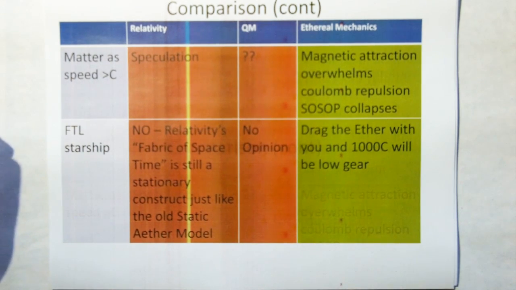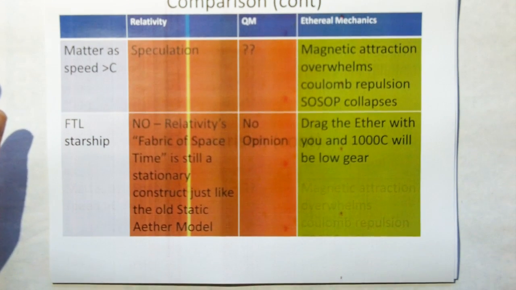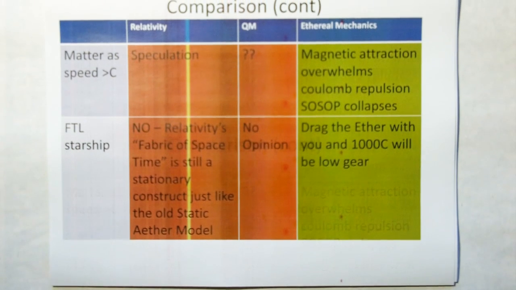Okay, how about faster-than-light starships? Well, relativity says absolutely not. The fabric of space-time of relativity is a stationary thing, just like the old ether model, which was static. I don't think quantum mechanics has an opinion on this. But ethereal mechanics says no, the ether is dynamic. It's not a stationary thing. And because it's dynamic, you can make a machine or a subspace bubble and drag the ether with you.